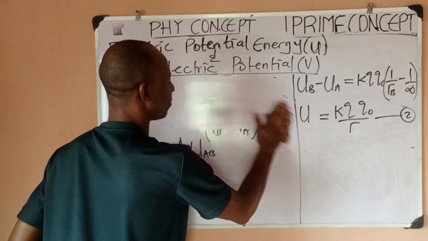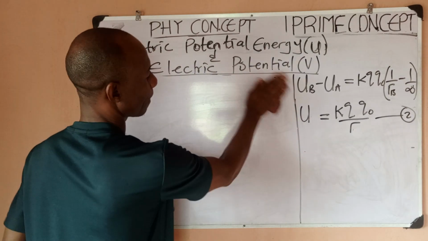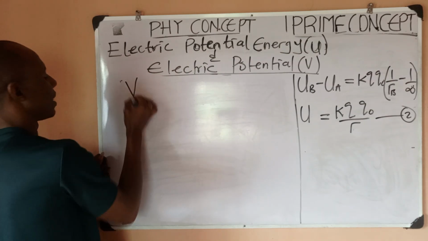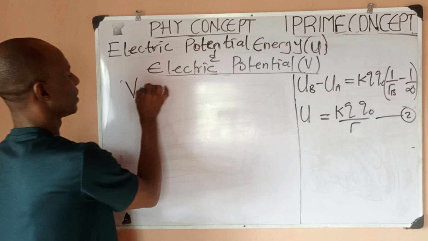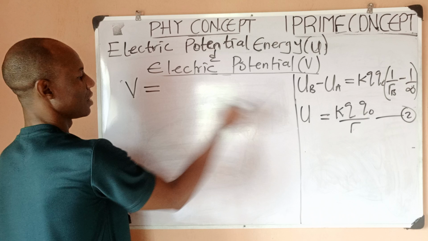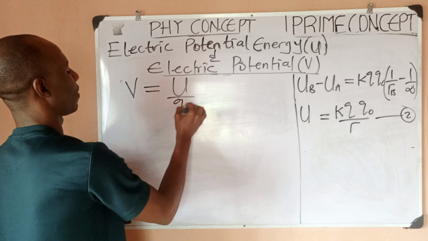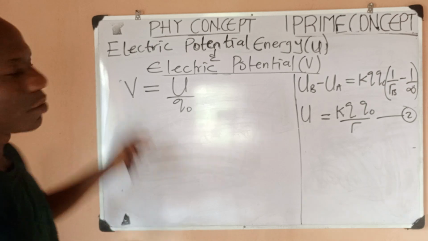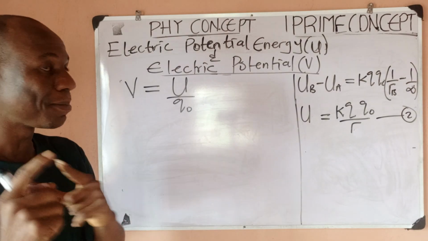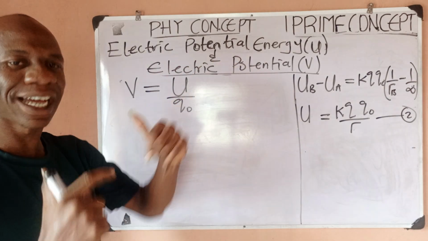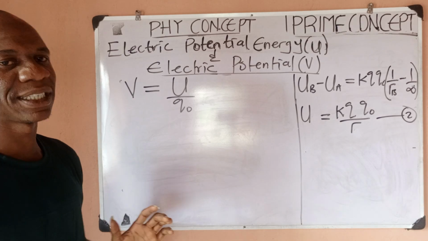So I'm going to derive the formula by saying that electric potential V is equal to the work done from infinity, which is now U, divided by what now? Our test charge. So this is the formula for electric potential. Remember, electric potential is actually voltage. It's the same thing as voltage.